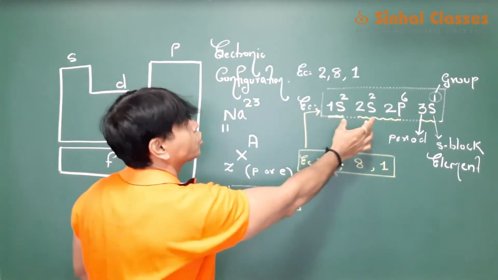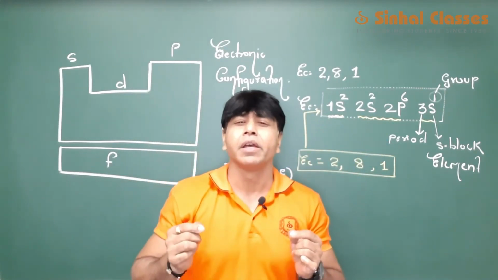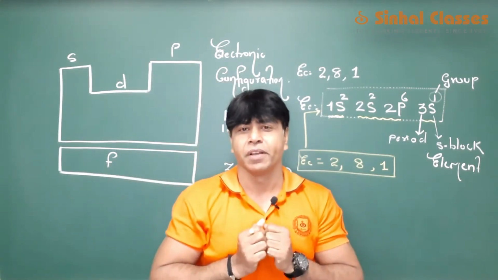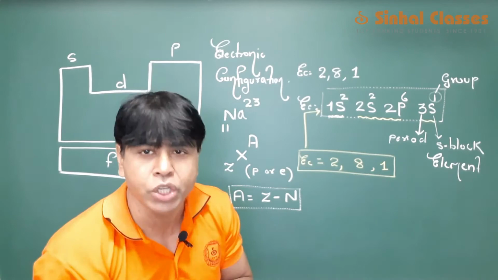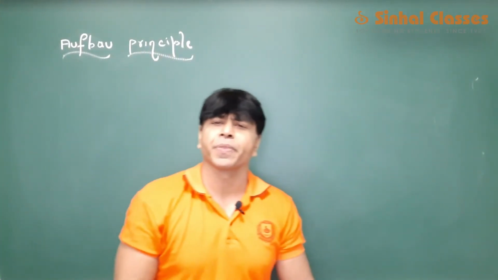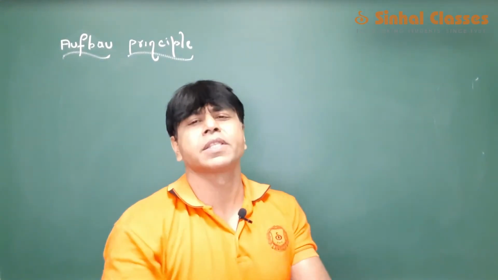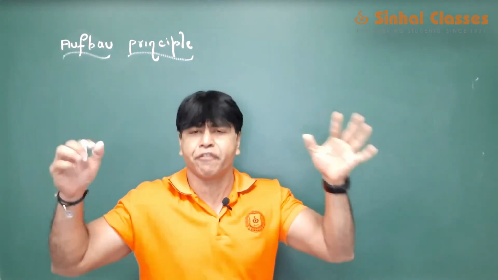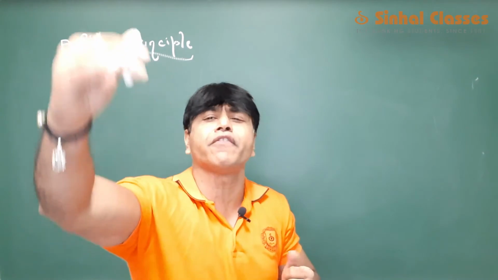Now how to get this? This is actually given by the Aufbau principle. Now what is this Aufbau principle? Let me explain that to you. The Aufbau principle gives the energy levels, the arrangement of S, P, D, F orbitals in the increasing order of energy level.